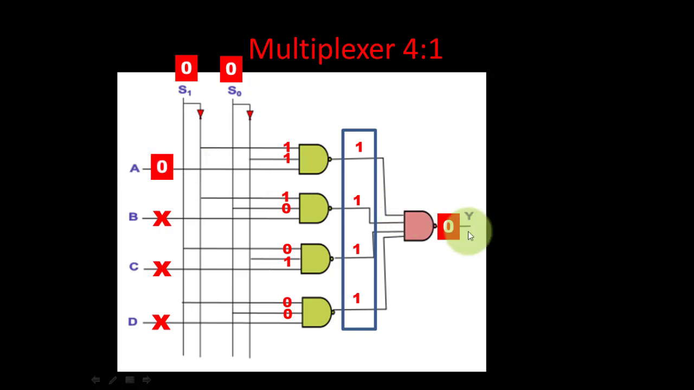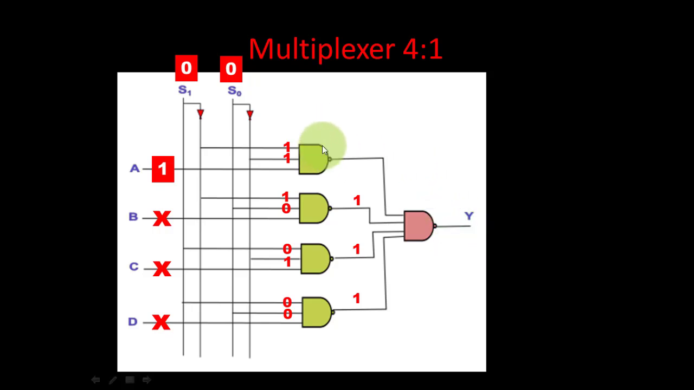Now let us take A as 1. What will happen? All the inputs of the upper NAND gate are 1 1 1. All are high, so the output becomes 0. Now even a single input being 0 for this NAND gate makes the output high. So what we see is A is 1, Y is 1.